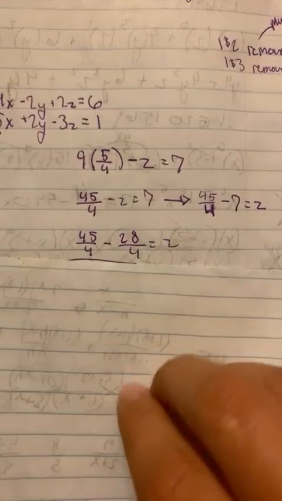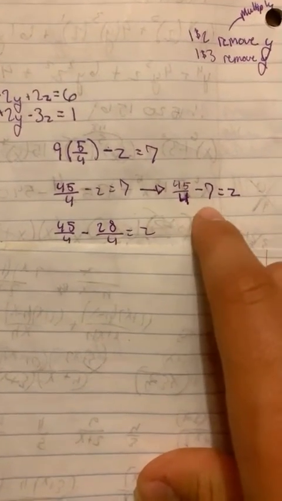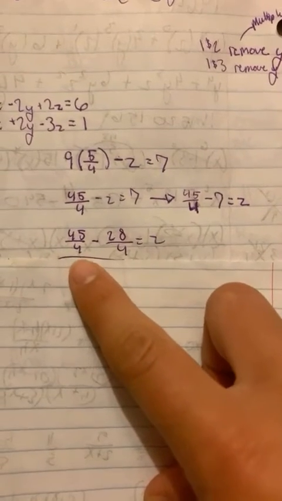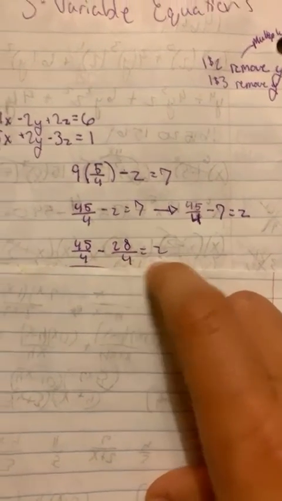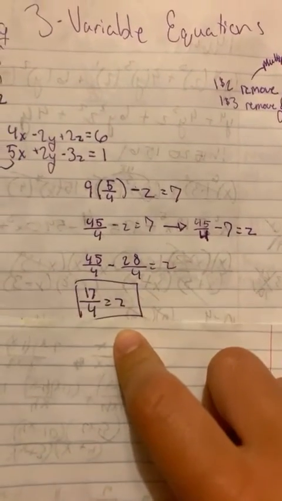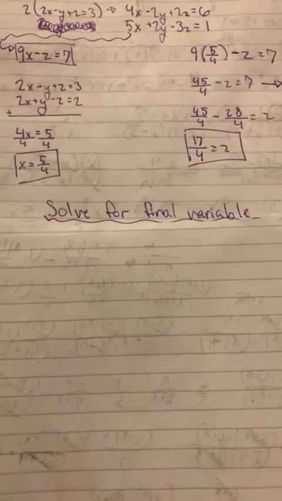So then, it's just easier if we put 7 into fraction form, into quarters. So we get 45 over 4 minus 28 over 4 equals z, and so z equals 17 over 4, and that's our second value.